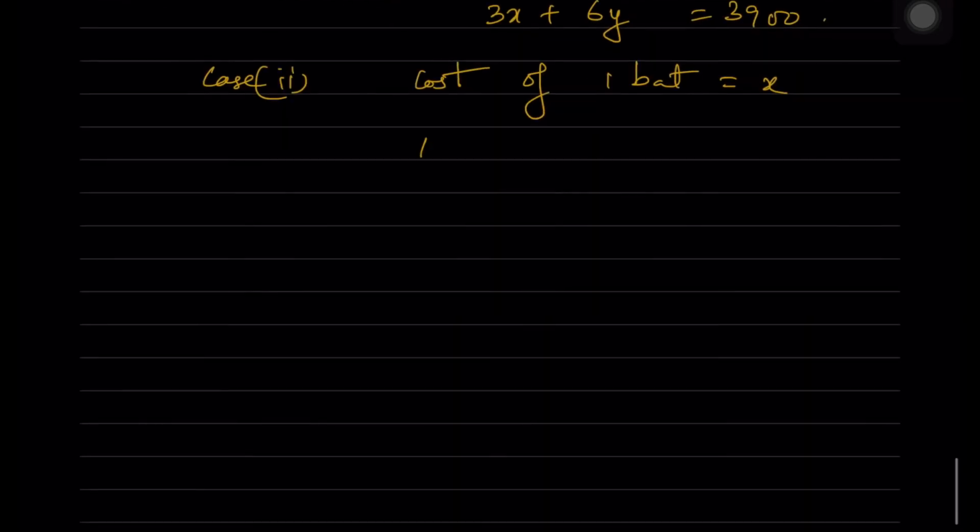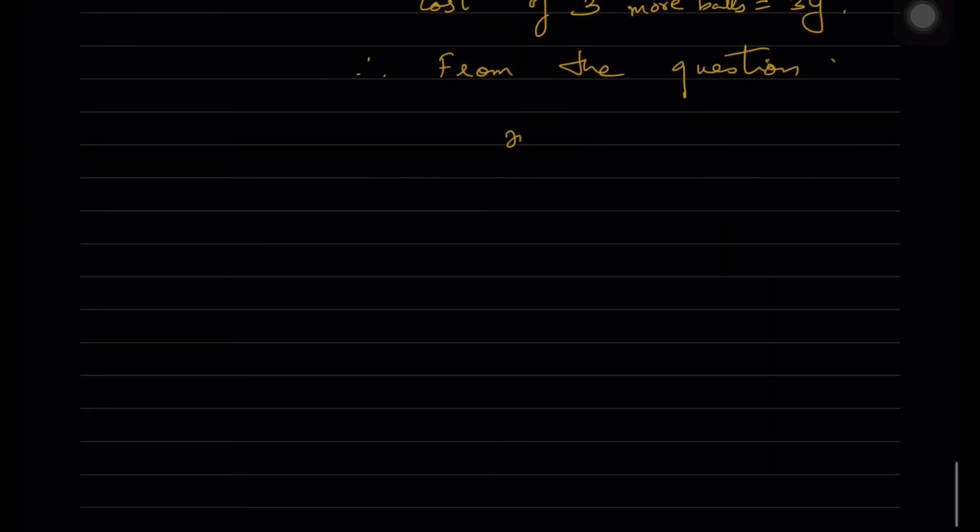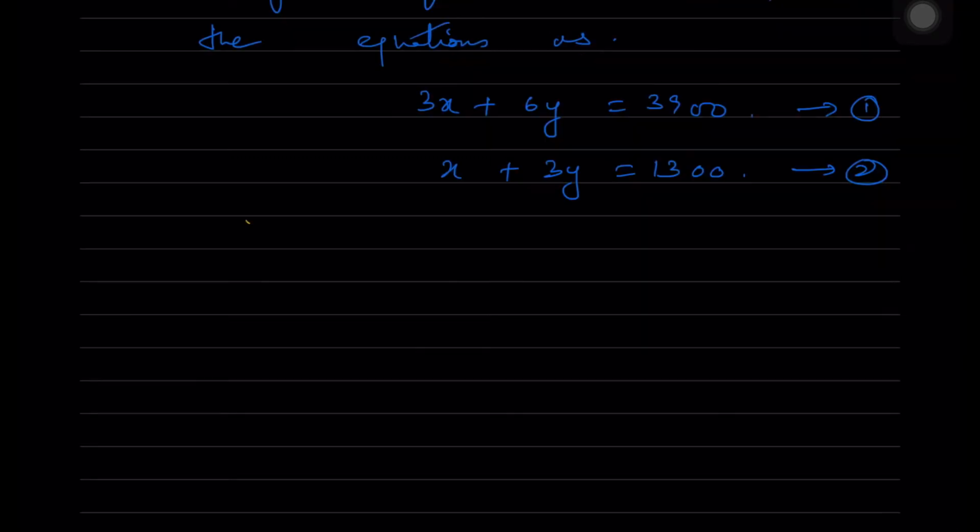we are getting is 3x plus 6y is equal to 3,900. So algebraically you can represent the equation as 3x plus 6y is equal to 3,900, x plus 3y is equal to 1,300. So graphically we have to draw a table for this. For both the equations, we'll take the tables.